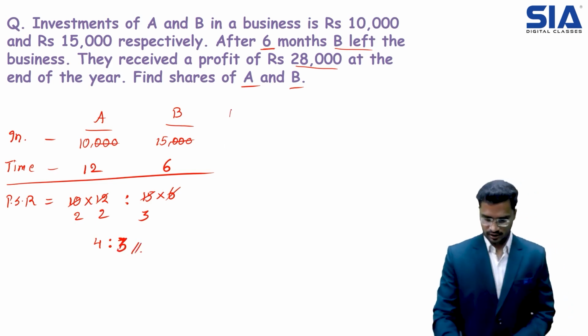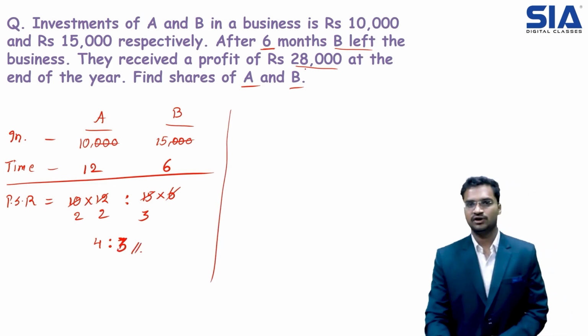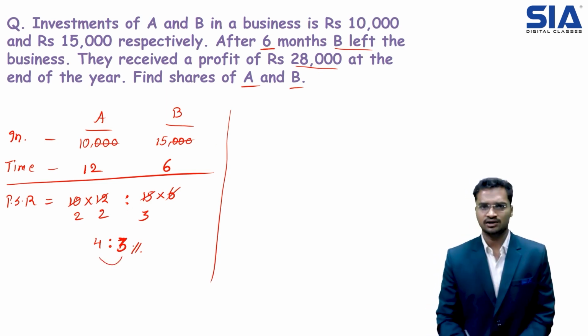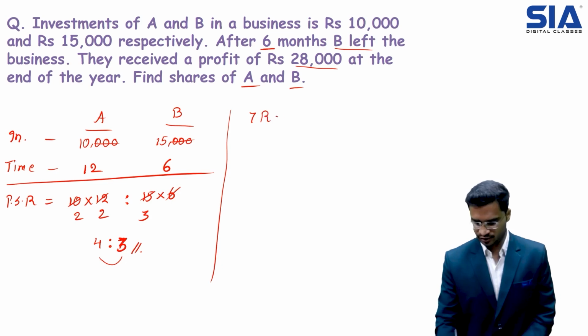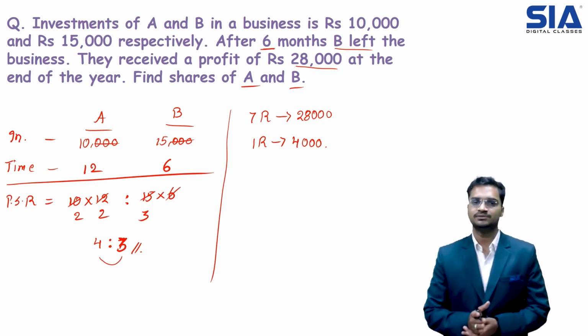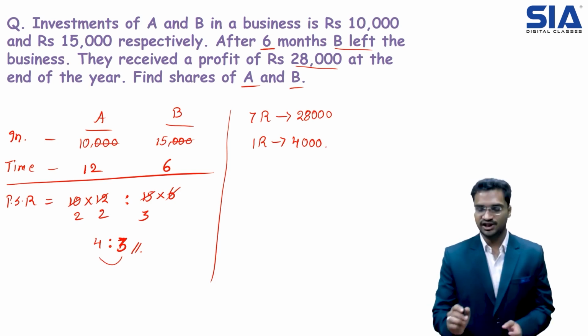Now they have received a profit of 28,000 at the end of the year. The total ratios here are 7 ratios. So 7 ratios is given as 28,000. Then 1 ratio is 7 4s are 28, so 4,000. So 1 ratio is 4,000. Now what do we have to find? We have to find the shares of A and B.